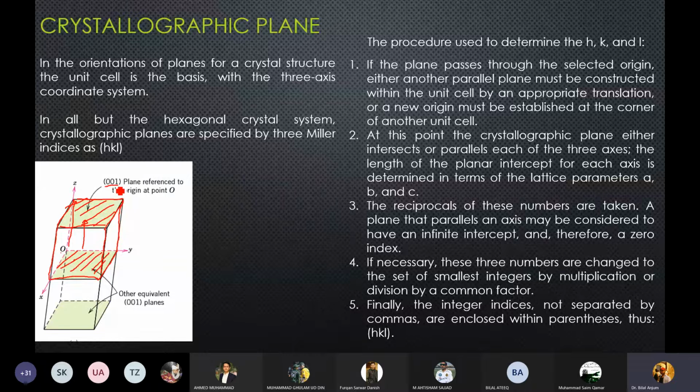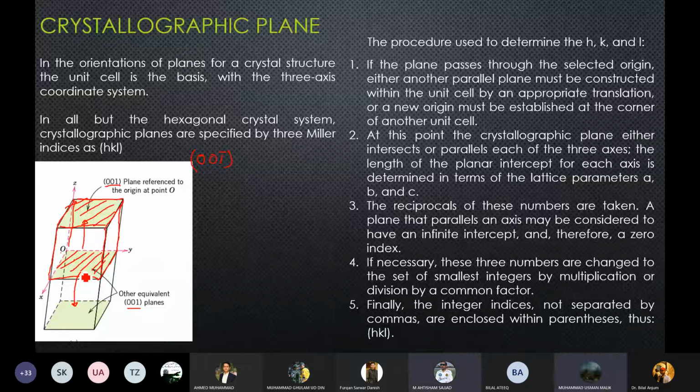0, 0, 1. I could have also shifted the plane to a bottom plane. This would also be an equivalent 0, 0, 1 plane. Although you would have 0, 0, 1 bar, since the intercept would be in the negative Z direction, it is essentially the same plane. The three planes are essentially the same planes. Clear enough? Yes, sir. All right.